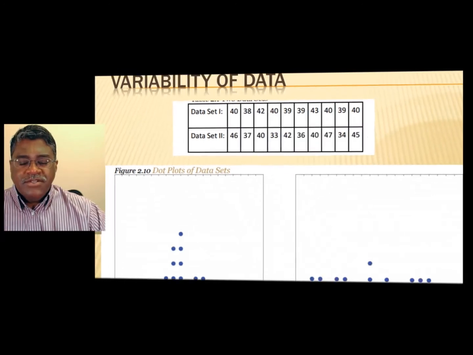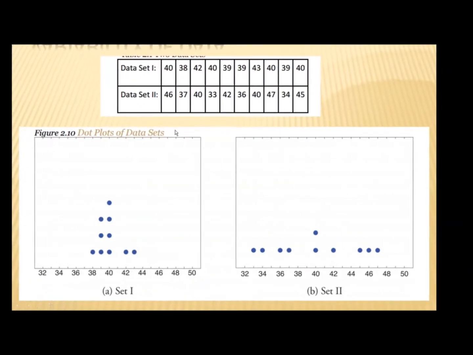If you look at the distribution of this, you realize that the numbers are all close together in data set 1. For example, the smallest number is 38, and the biggest number is 43. If you do a distribution here, you'll see that they're all clustered together. This is very precise data. On the other hand, from a bird's eye view, you say, yeah, there are a bunch of numbers in the 30s and the 40s.